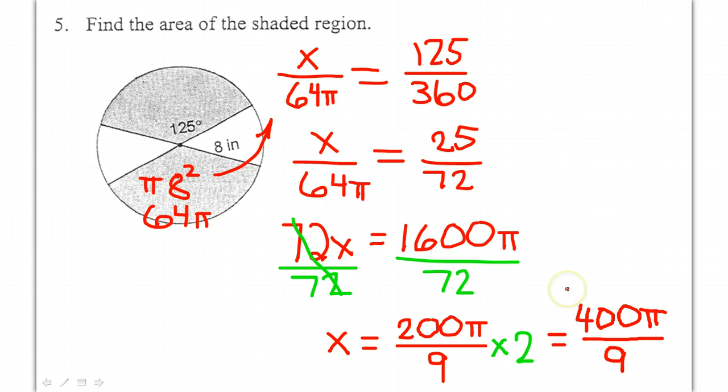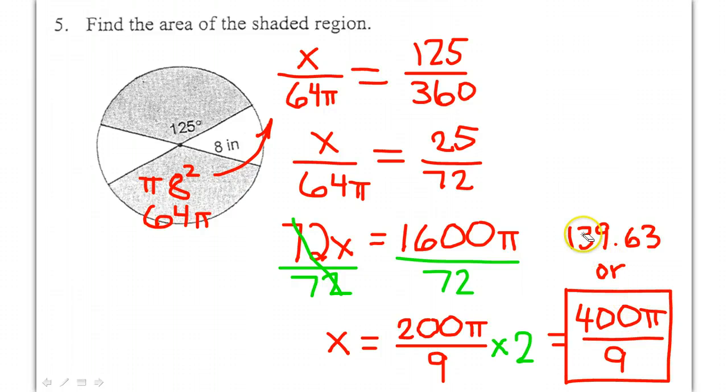And as far as exact answers go, that would be it. That would be the exact answer to this particular question. 400 pi over 9. As a decimal, we would have 139.63. So that is the end of the problem. But I'm going to show you another way.